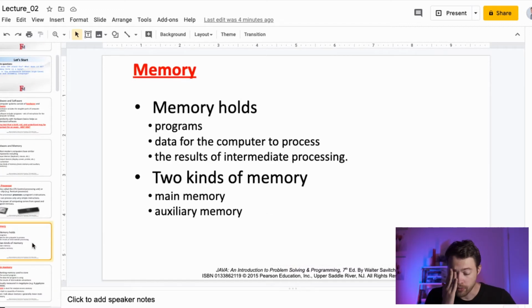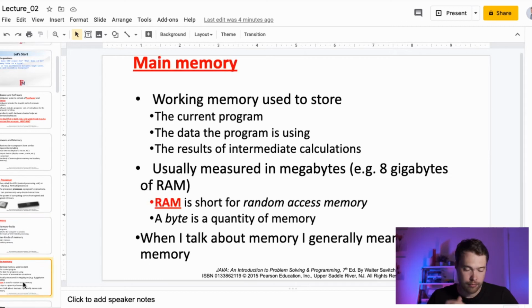Memory. Memory holds programs, data for the computer to process, and results of intermediate processing. Let's say I'm writing a program which adds two numbers together. Those two numbers will be the data. The operation of adding them together will be the program. And the results will be stored somewhere in the memory. There are two kinds of memory, main and auxiliary.